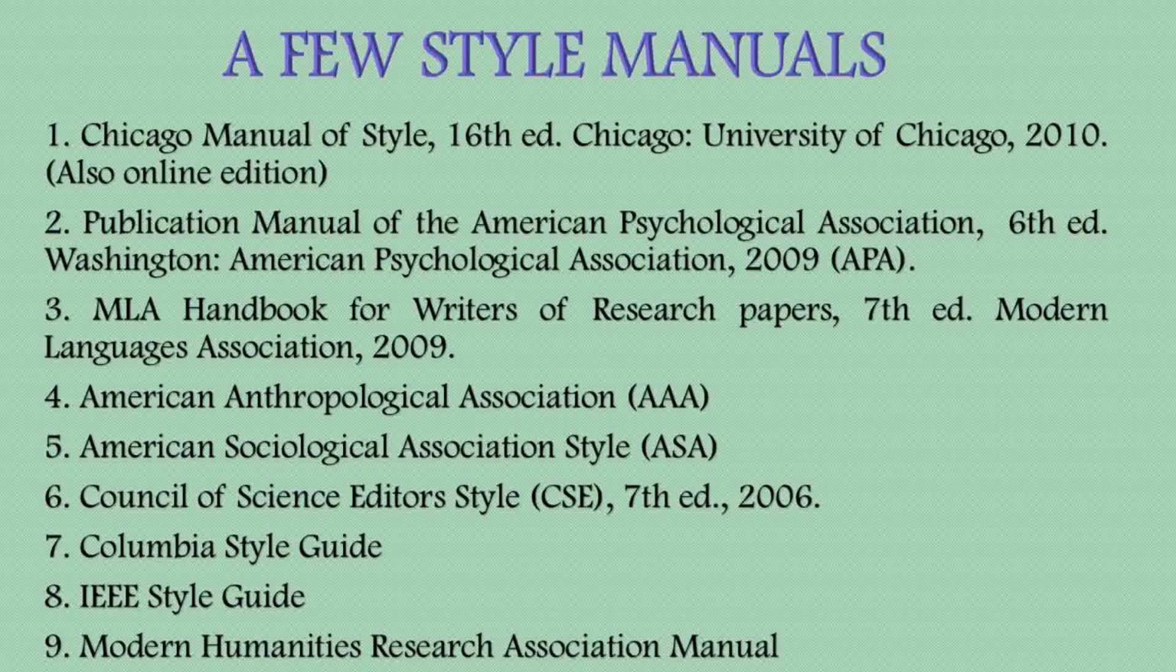American Anthropological Association, AAA. American Sociological Association Style, ASA. Council of Science Editor Style, CSE, 7th edition, 2006. Columbia Style Guide, IEEE Style Guide, Modern Humanities Research Association Manual.